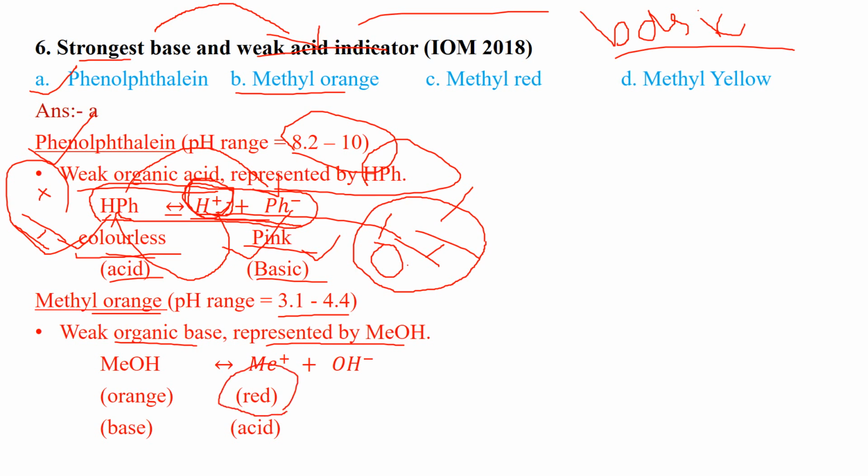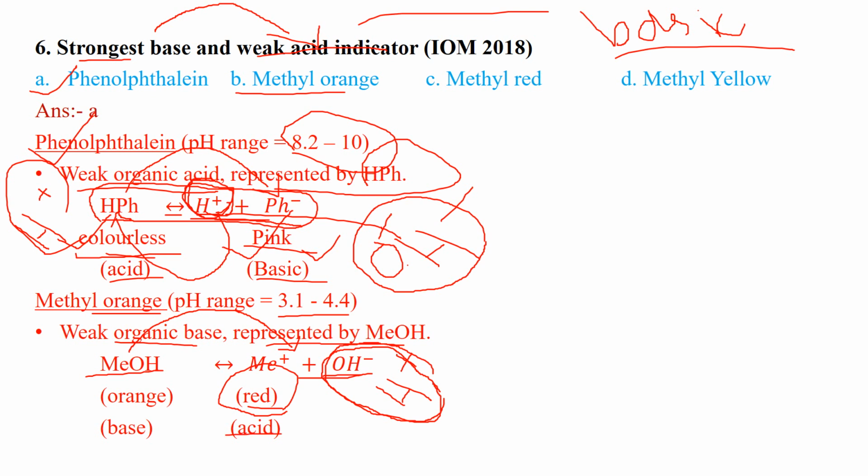So let's explain this. In acidic medium, H+ will be present in the solution. Due to the presence of H+, this OH− and H+ combine to form water, so the concentration of OH− on the right-hand side will go on decreasing. Then the direction of equilibrium shifts from left to right due to the difference in concentration, because the concentration of MeOH is high and OH− is low due to the formation of water from H+ and OH−, and the color will be red in acidic medium.